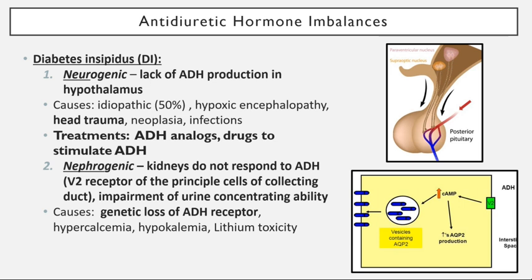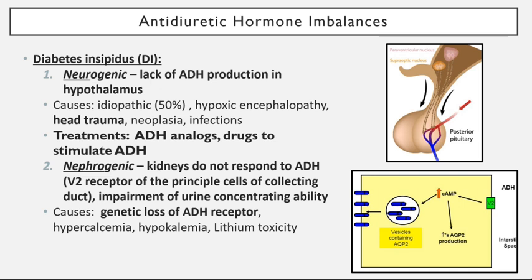Regardless, with neurogenic, you have a lack of ADH production in the hypothalamus. And what you can do is you can just take an ADH analog, get that back into the bloodstream, and you can get its effects still. So there's idiopathic versions of this, but then a lot of them are caused by things like head trauma. So you have trauma to the hypothalamus itself, and so it's not being regulated properly.